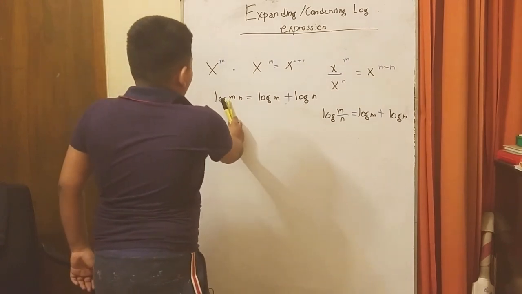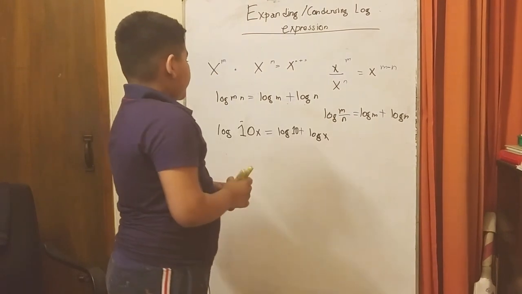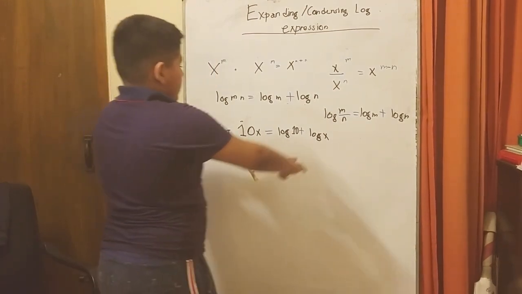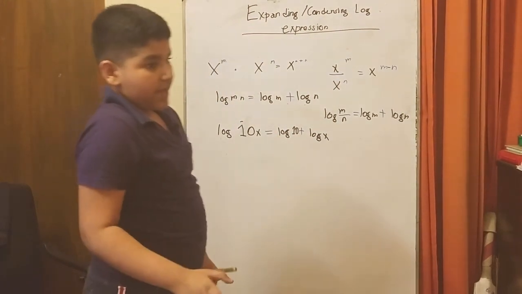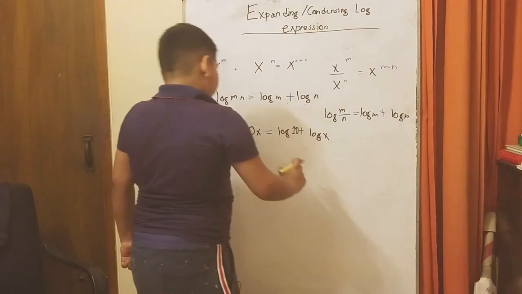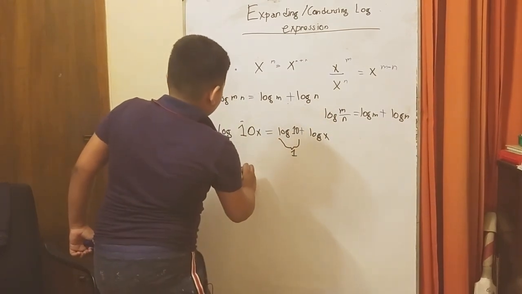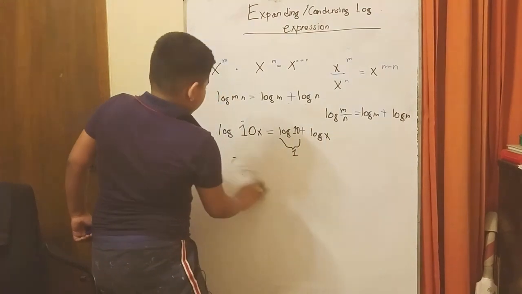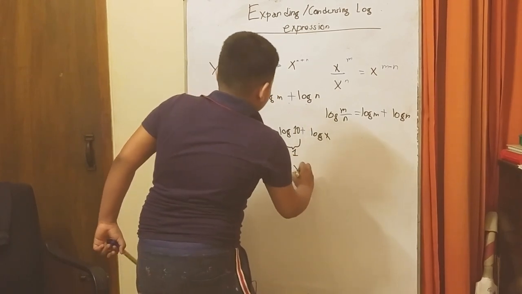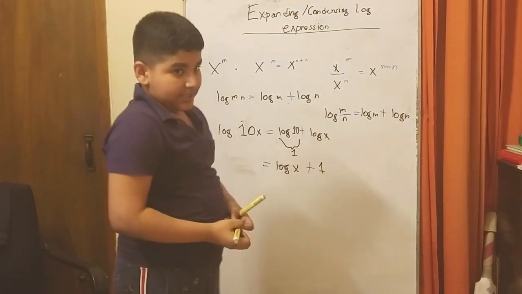Now we will presume the logs mean base 10. So if we get the example log of 10x, it can be expanded to say it's log of 10 plus log of x. Now we all know that log of 10 is always 1. So we can simplify it down to say this is log x plus 1. Now the base is obviously 10.